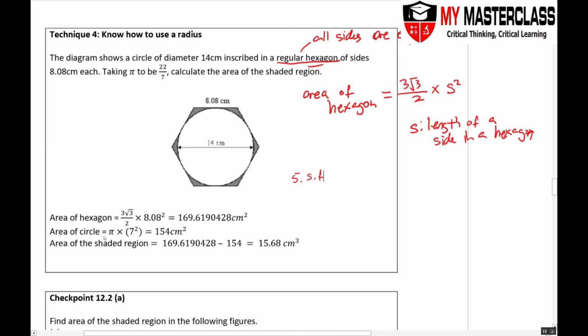Then next you calculate the area of the circle, which is pi r squared. So 22 over 7 times 7 squared. You get 154 cm squared. From there, you just subtract the area of circle from the area of hexagon, which is this value here minus 154. You end up with this value here of 15.68. Just help me change this answer to a 3SF value. So you should get 15.7 cm squared.